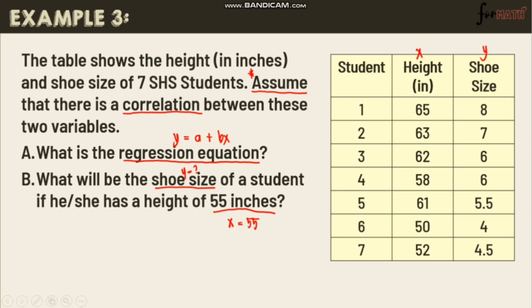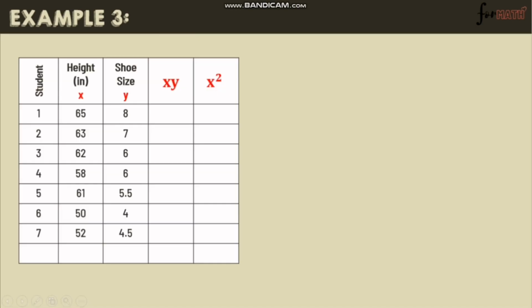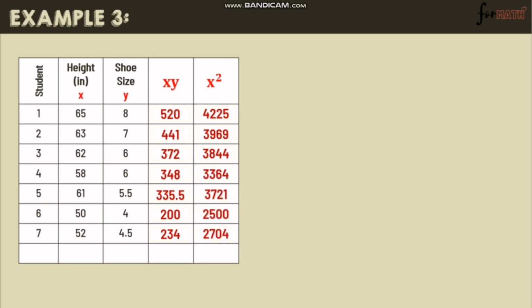Okay? So, compute natin. So, for the xy, manually po. Once again, ito ay 65 times 8, 63 times 7, 62 times 3, etc. And for the x squared, punta lang po kayo sa x, sa column ng x, we have 65 squared, 63 squared, 62 squared. Okay? So, hindi na po natin sinama yung y squared kasi po sa summations natin for a and b, yung y squared ay hindi naman na po kasama. Okay? Then, after po nito, kunin natin yung total per column.